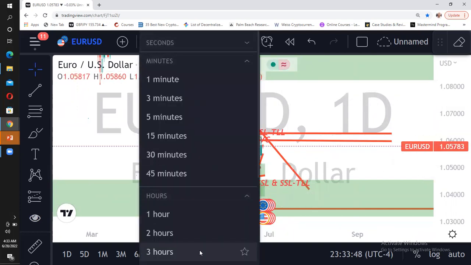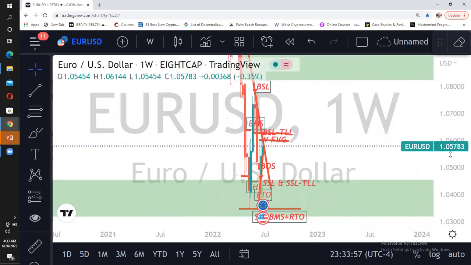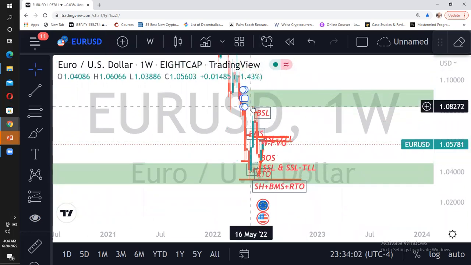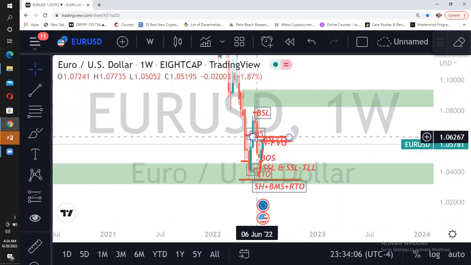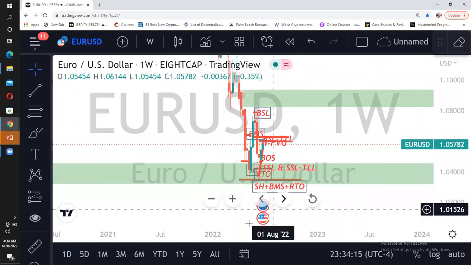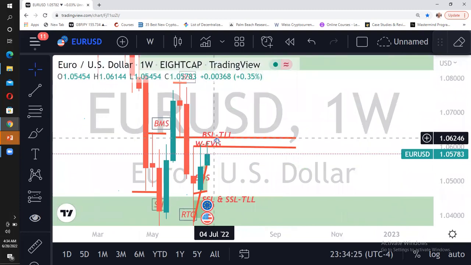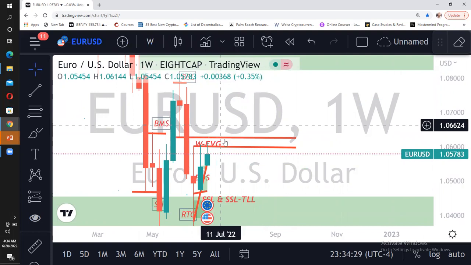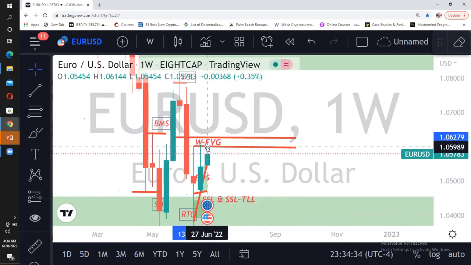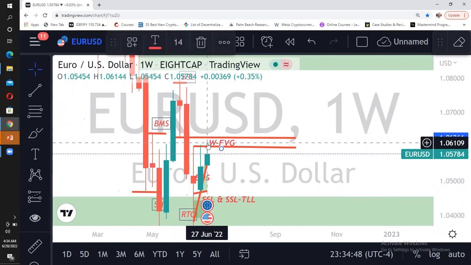Now, let's go to weekly to get it clear. I'm taking out this liquidity line. Now, between here and here, we'll have FVG. And between here and here, there's liquidity. So it had traded into this liquidity here. So we expect it to trade into this FVG here. This is FVG. That's trade into this FVG.